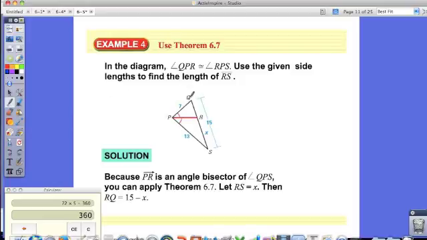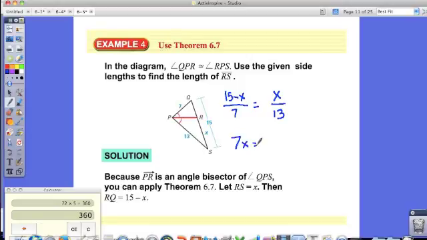In the diagram, QPR is congruent to RPS. So this PR here is an angle bisector. Use given side lengths to find the length of RS. Because PR is the bisector, you can apply the theorem. So let RS, we're going to call that X. So this is going to be 15 minus X. So basically 15 minus X to 7 is going to be proportional to X over 13. 15 minus X over 7, X over 13.